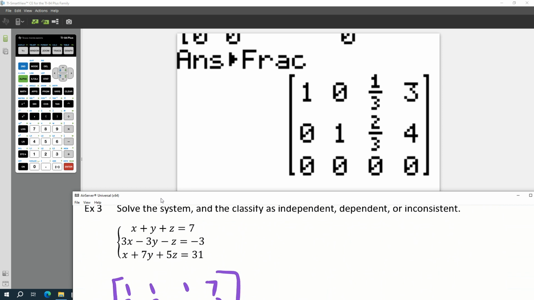All right, what do you guys notice about the last row? It's all zeros. So I'm going to jot this down. This is dependent, right? To turn it to fractions, you just hit math and then enter twice. Does this no longer have solutions?